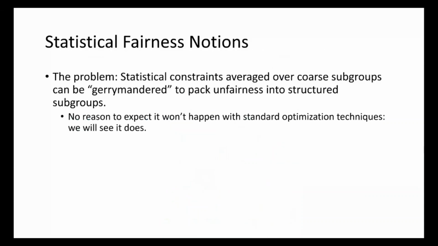So at a high level, the problem here is that these statistical constraints, which are defined just as averages over these broad groups, can be gerrymandered, if you like, to pack the unfairness into structured subgroups. And this isn't just something that happens in a toy example you can cook up. As we'll see in a minute, this is something that actually does happen when you run standard optimization techniques.